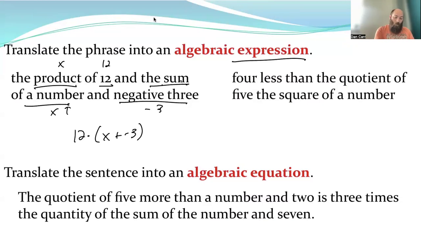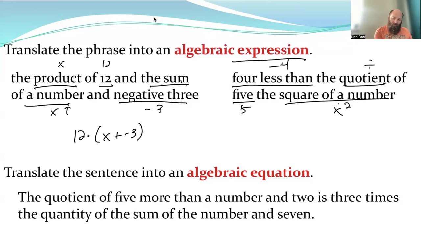For the next one, 4 less than. It almost sounds like you're going to do -4, but it's, or sorry, you're going to do 4 minus something, but 4 less than means we're going to subtract 4. The quotient, which is a division problem, of 5 and the square of a number. That is x to the second power when I say it that way. So let me start with that quotient idea.